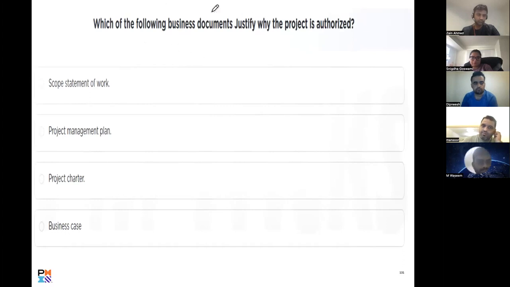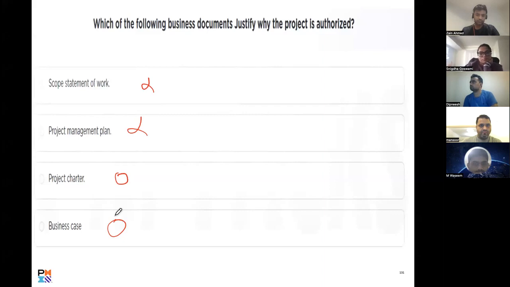So the justification for the project, why it's being authorized, we always cover that in the business case or the project charter. Those are the two things that I would say; scope statement and project management plan are later on. My inclination would be towards business case because it tells us why we are doing the project, and we have a keyword of why in the question as well.